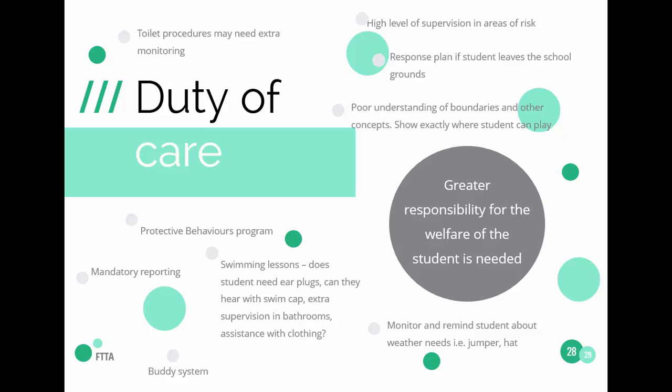Swimming lessons: does the student need earplugs? Can they hear you with a swim cap? Extra supervision in bathrooms, assistance with clothing. The buddy system works well. Monitor and remind students about weather needs such as jumpers, hats, sunscreen, those types of things. Again, this is just a small sample of the different types of strategies for you to start thinking about. But most importantly, once you've worked with the child for a few days, really sit down and think, even if it's just on your way home, on a half-hour drive, about the types of strategies that are important for that particular child.